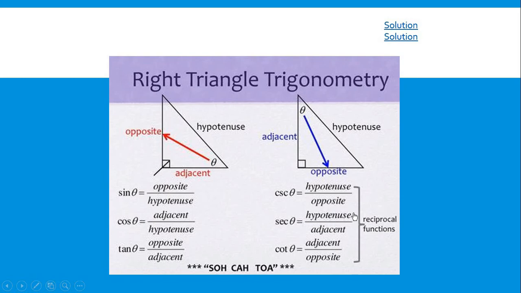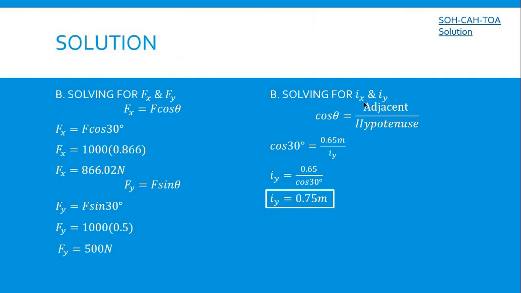The reciprocal functions. Since this is the right triangle that is in the illustration, we will be using hypotenuse over adjacent. And by substituting, 0.5 cosine 30 is equal to 0.5 meter all over y component. Revising this, we will get y component is equal to 0.5 divided by cosine 30 degrees. And we will get the y component 0.75 meter.